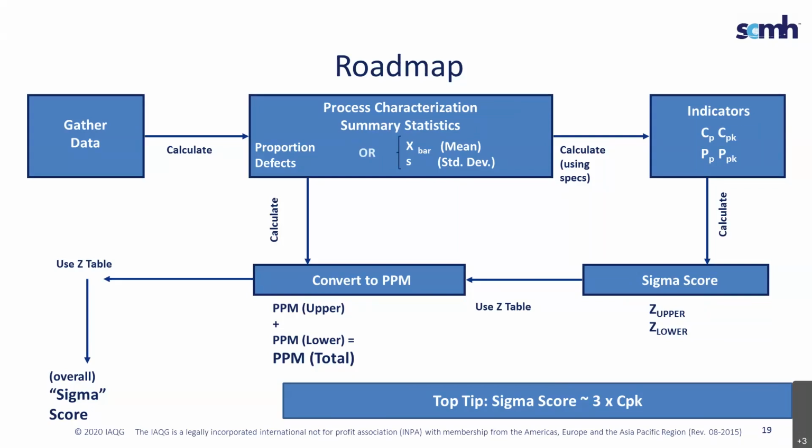Here is a top tip. If you ever calculate a sigma score and someone asks you to calculate a CPK, there is a general or rough estimate by multiplying the CPK times 3 to get the sigma score. For example, if you had a 1.33 CPK process, you would multiply it times 3 and you would have a 4 sigma process. That's just a quick top tip.